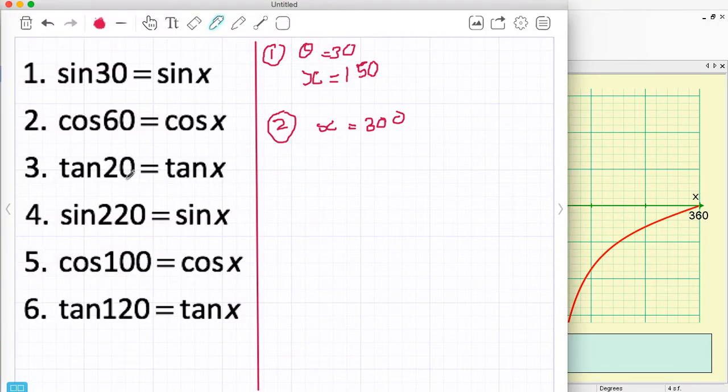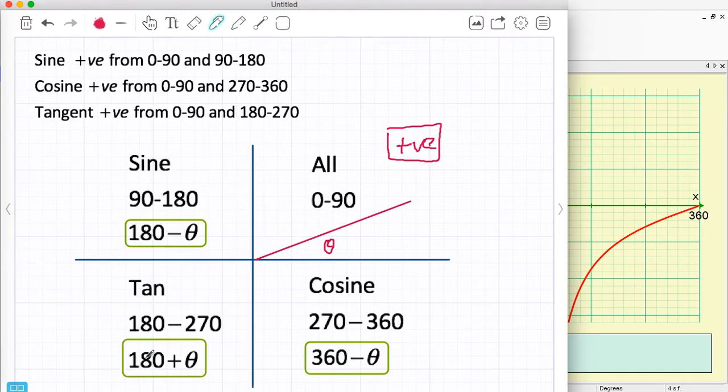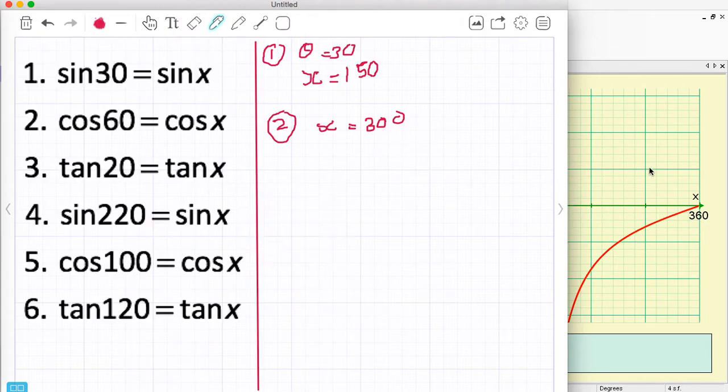Tan is 20. The other place that tan is positive is in the third quadrant, this one here, and I've got to do 180 plus, and this is a funny quadrant, it's the one that almost bucks the trend here. So in this one I'm going to do 180 plus 20 to give me 200.